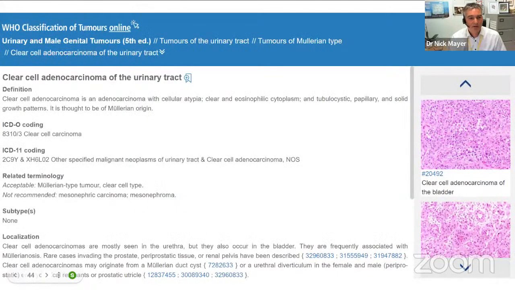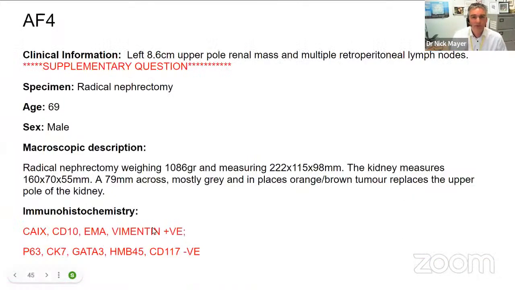So this is just a screenshot of the new WHO and the chapter on clear cell adenocarcinoma, and one of the areas that it mentions is these tumours arising in the urethral diverticulum. So always be careful if you're dealing with one of these. Right, on to number 4.